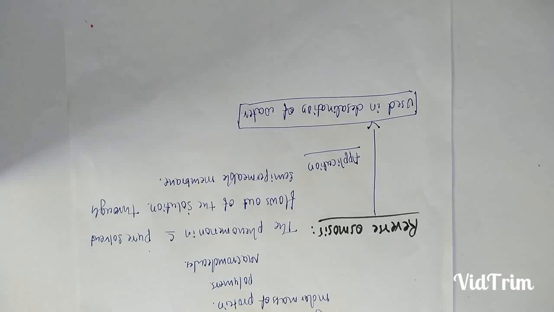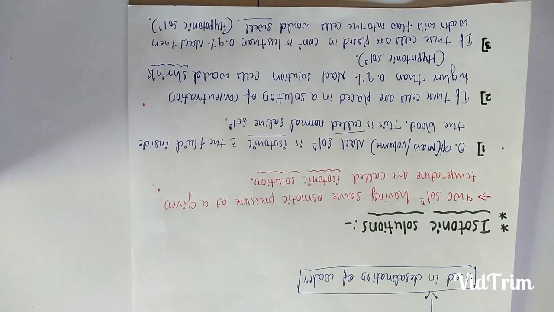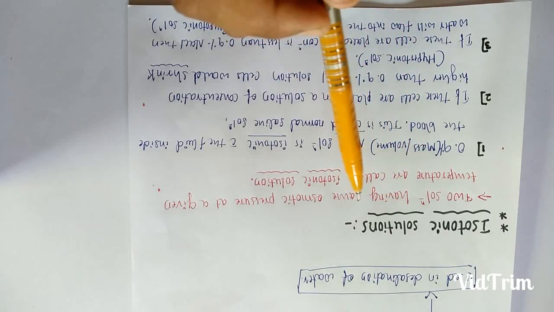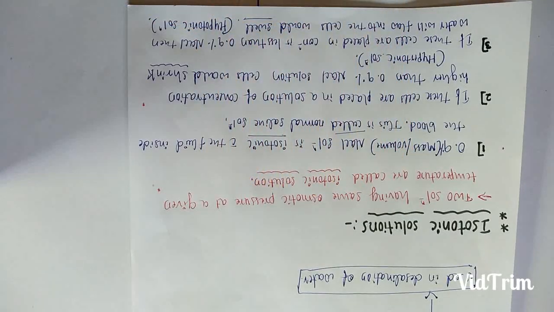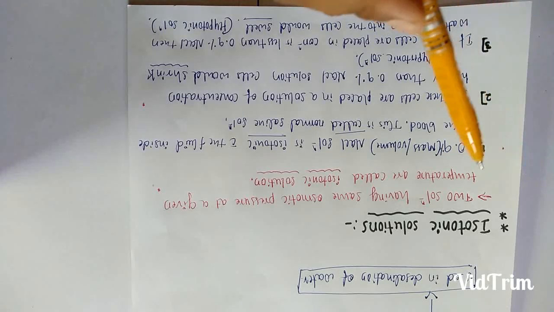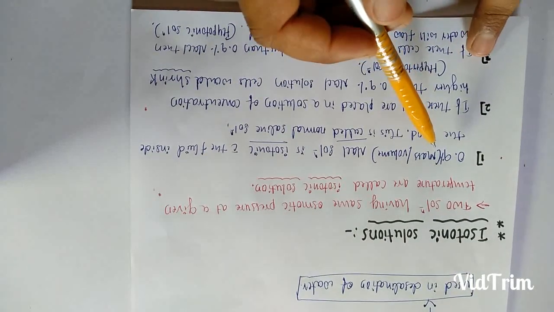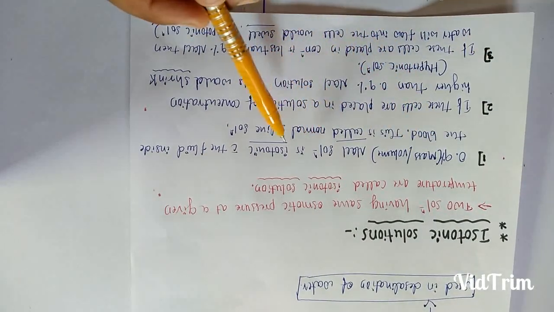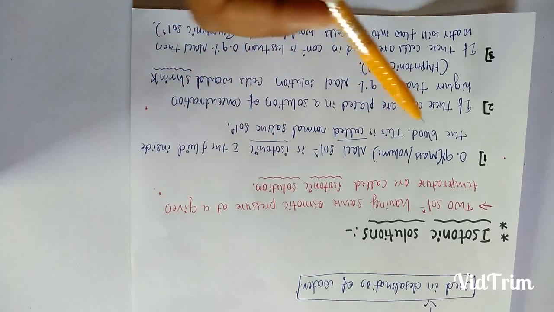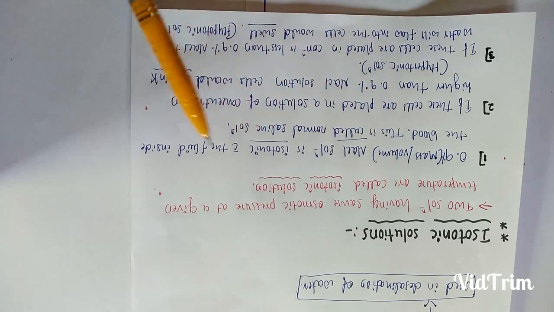Okay. And student, next one is isotonic solutions. So here student, isotonic solutions means two solutions having a same osmotic pressure at a given temperature are called isotonic solutions. If two solutions having a same osmotic pressure at a constant temperature are called isotonic solution. There are three important conditions are there. First condition, that is 0.9% mass by volume NaCl solution is isotonic with the fluid inside the blood. This is called normal saline solution.